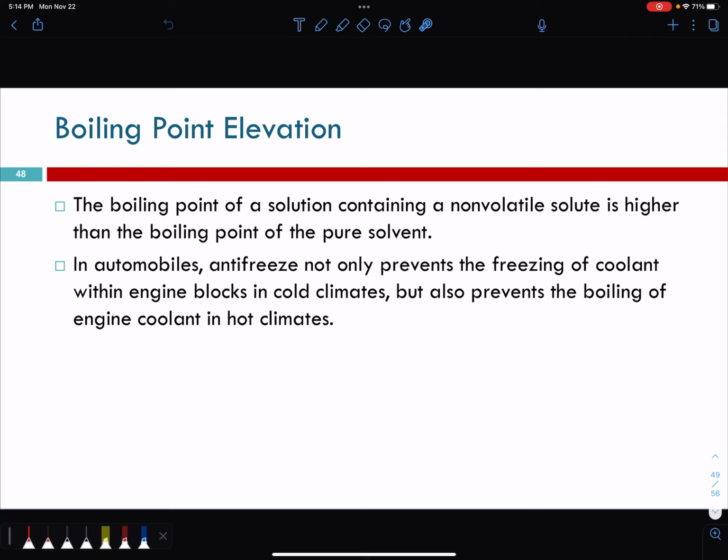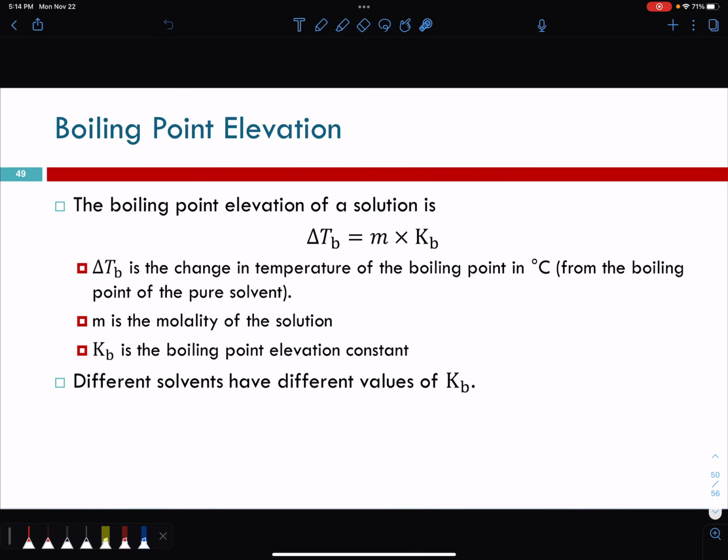On the other side, we'll also get boiling point elevation. So the boiling point of a solution containing non-volatile solute is higher than the boiling point of pure solvent. In automobiles, antifreeze not only prevents freezing, but it also prevents boiling of that engine coolant in hot climates. So the formula is exactly the same. It's molality times Kb, so your boiling point constant.